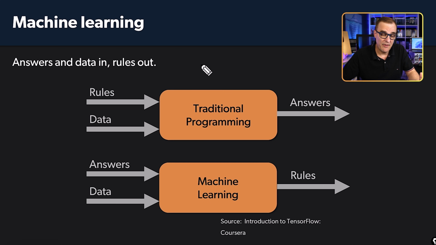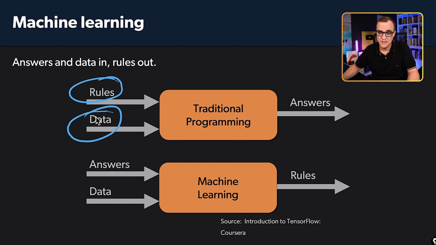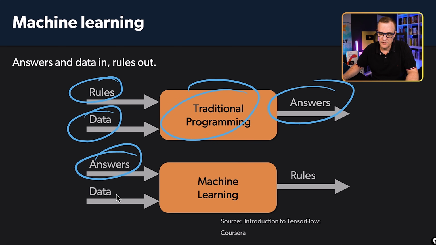This is again a paradigm shift from traditional programming. In traditional programming, we create rules like if it's raining, take an umbrella. If it's not raining, the sun is out, take a hat. We have data and we write rules for that data. So traditional programming gives us the answers. Here we have the answers and the data, and the machine learns the rules. Very different paradigm to traditional programming.